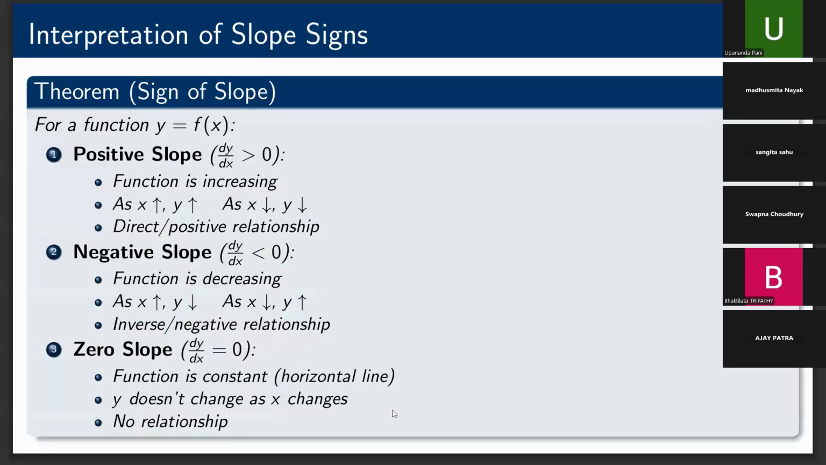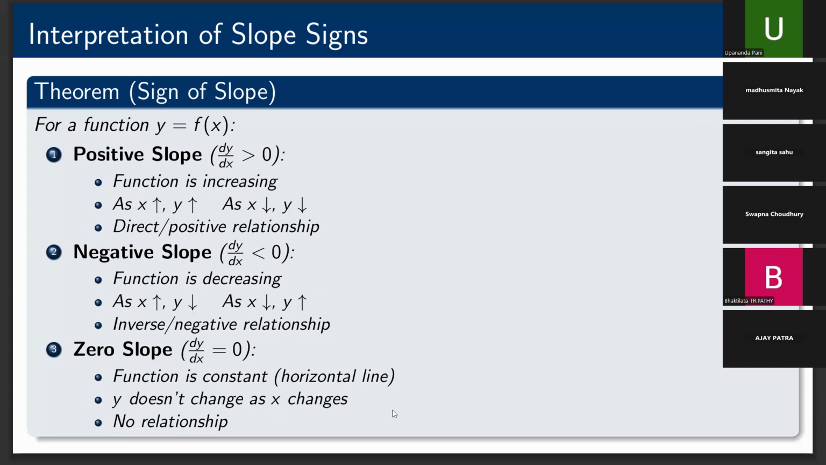Sign of the slope. If the slope gives you a positive sign, we say that there is a direct relationship between the two variables, dependent variable and independent variable. That means if one variable increases, the other variable also increases. If one variable decreases, the other variable also decreases. And if the slope, the first derivative, is less than zero, that means there is an opposite or inverse relationship between the two variables. That is, if x increases, then y will decrease, and vice versa. But what happens if slope equals zero? That is dy upon dx equals zero. Generally, we say there is no relationship between x and y.